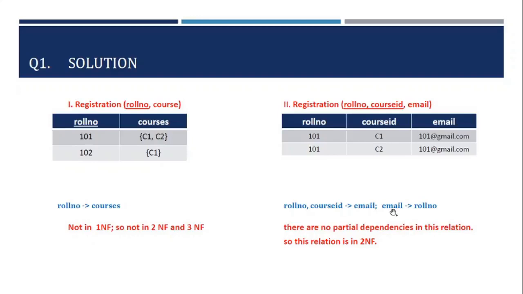So as a result, this is not a partial dependency. This is a completely different functional dependency that holds in this relation. Suppose the left hand side is roll number and the right hand side is email, then we have a partial dependency. So here the primary key is roll number and course ID, and email is not having any partial dependency. As a result, this schema is in second normal form because there are no partial dependencies.